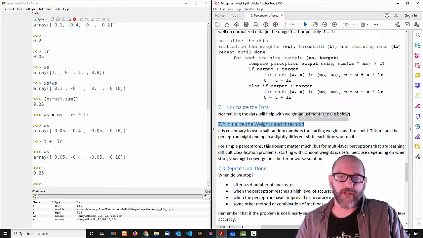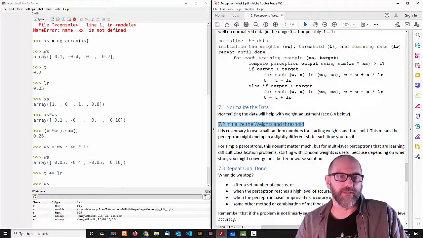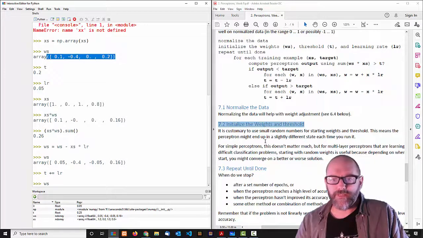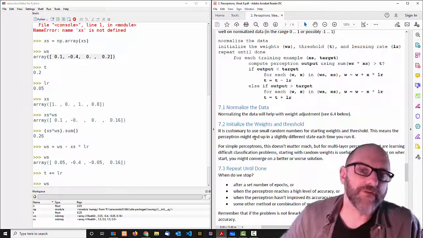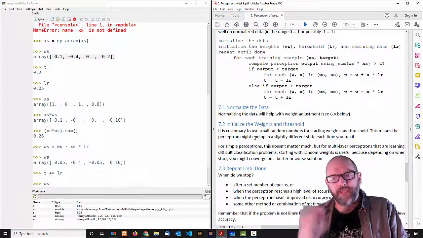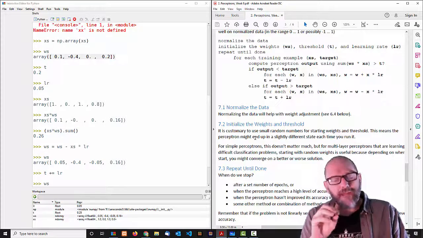When you initialize the weights, what should they be initially? I just picked some numbers here. Generally speaking, it's best to use small random numbers for starting weights and threshold. And what it means is that the Perceptron might end up in a slightly different state each time you run it. It doesn't matter that much for perceptrons.